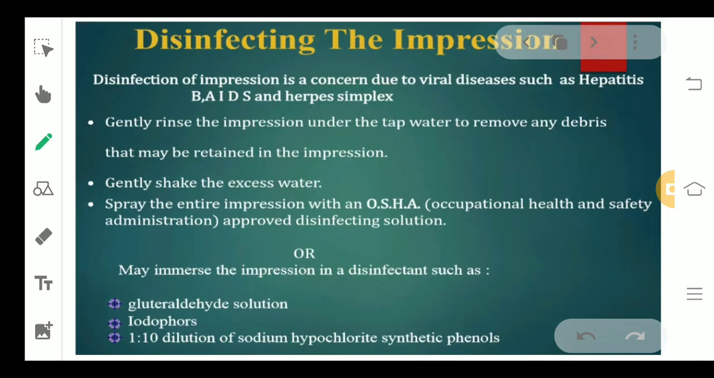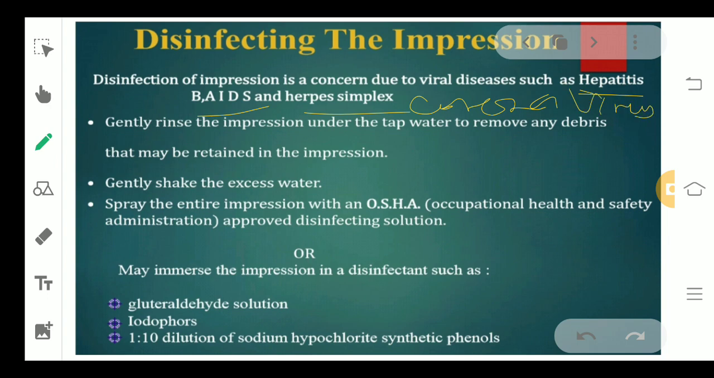Now disinfecting the impression is very, very important, as there are a number of disorders and diseases that can spread through this. Disinfection of the impression is a concern due to viral diseases such as hepatitis, AIDS, and herpes simplex, and nowadays coronavirus, a very common one. So it is very important that you disinfect your impression.